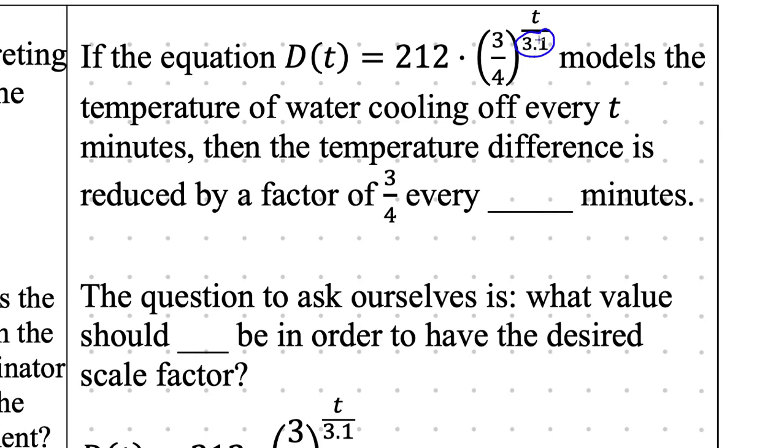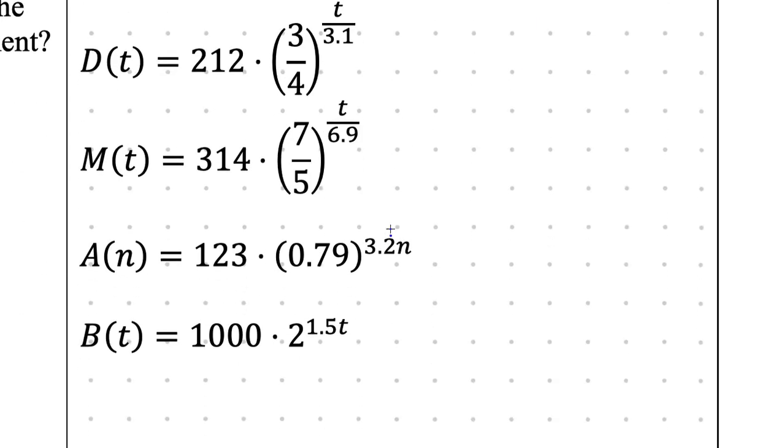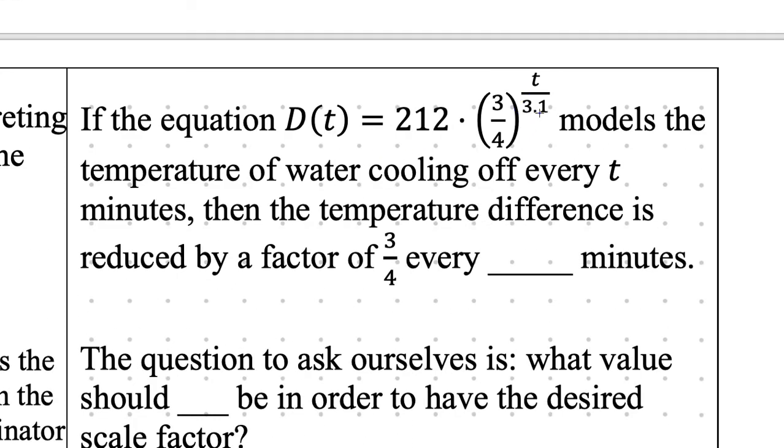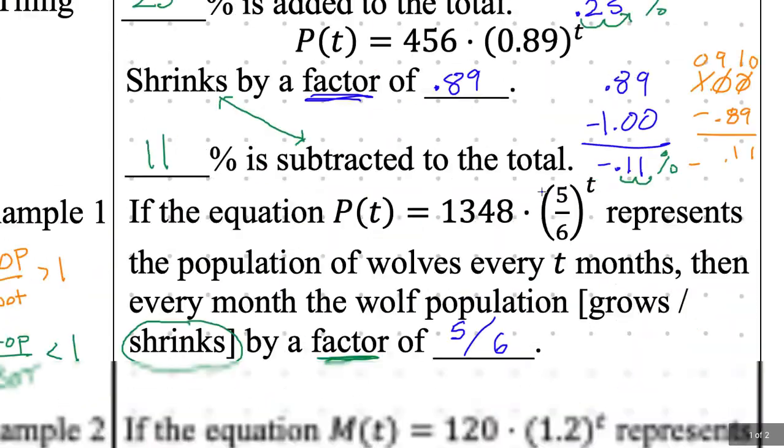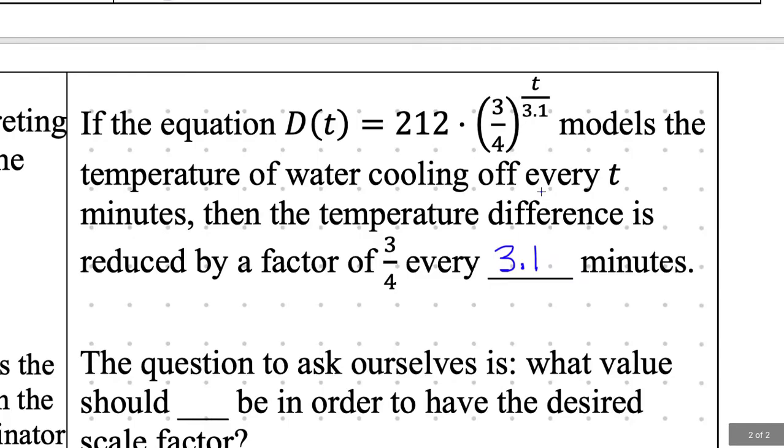Do I put it on the top or the bottom? What does it mean when I have something that's like 3.2n where there's no bottom? What does that mean? But again, simply whatever the bottom is, that's the answer. It's every 3.1 minutes, because in our equation up here, your time is the thing that's in the denominator of the exponent. Hopefully now you are asking yourself, or me, why?